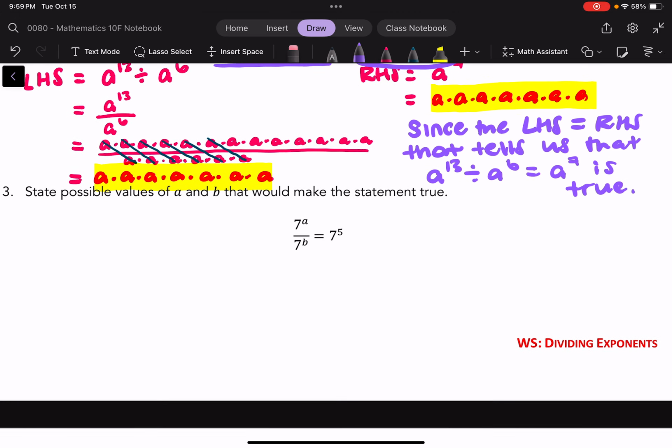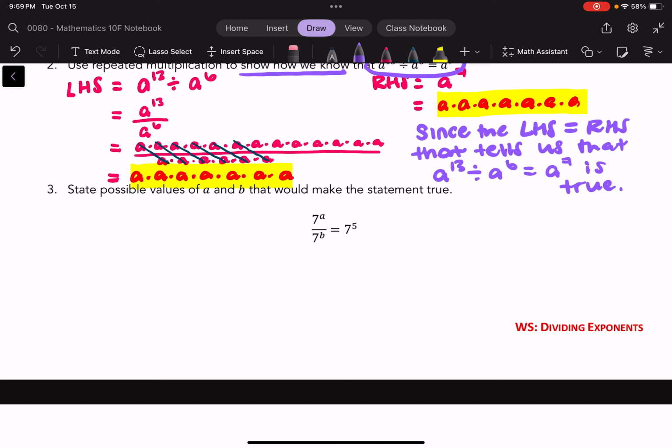Okay, last but not least, I want to create possible values of A and B that would make the statement true. Okay? Give it a try. Give it a go. See what you got. Pause the video. And welcome back. Okay, so remember, just like last time, there are multiple possible answers that could make the statement true. Realistically, I just need to make sure that my A value, when subtracted by my B value, will equal 5.